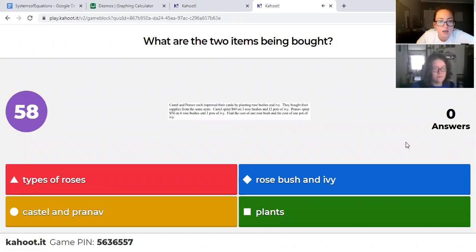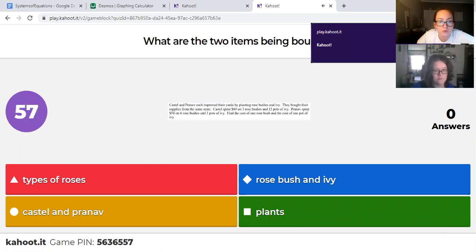So it says Castell and Pranav each improved their yards by planting rose bushes and ivy. They bought their supplies from the same store. Castell spent $69 on 3 rose bushes and 12 pots of ivy. Pranav spent $54 on 6 rose bushes and 3 pots of ivy. Find the cost of each rose bush and cost of 1 pot of ivy.